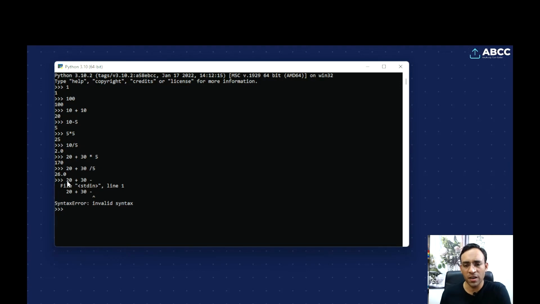Because I have written number, addition, number, subtraction. Oh, here I forgot to type a number. Okay, so here is a syntax error. Yeah, syntax in Python is very easy, but errors are unavoidable. So we must apply proper syntax while writing our code.